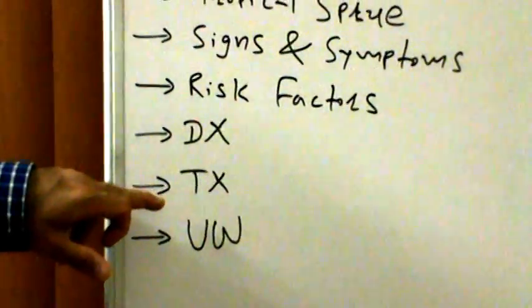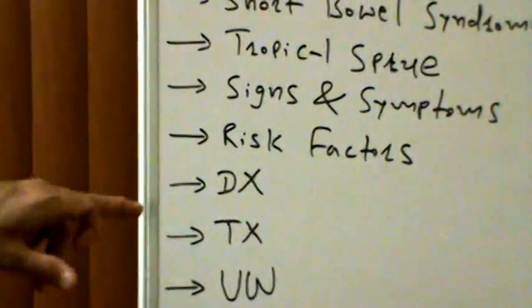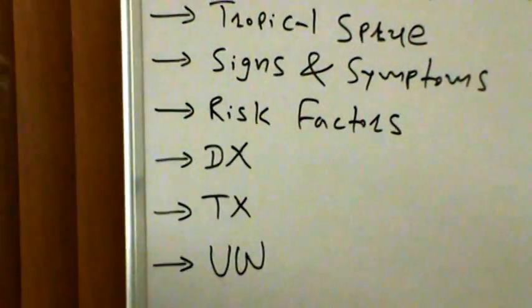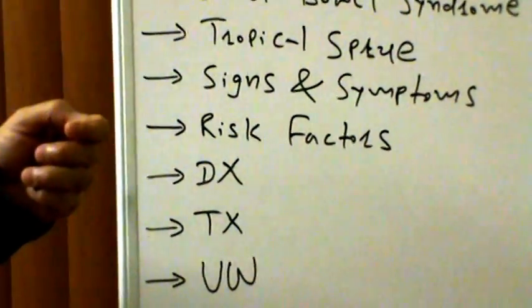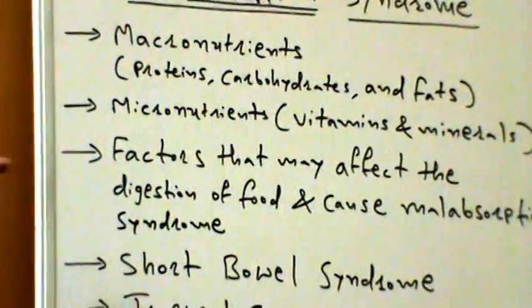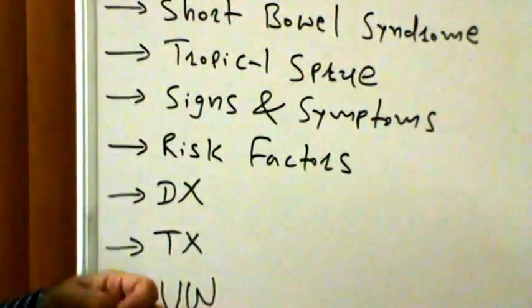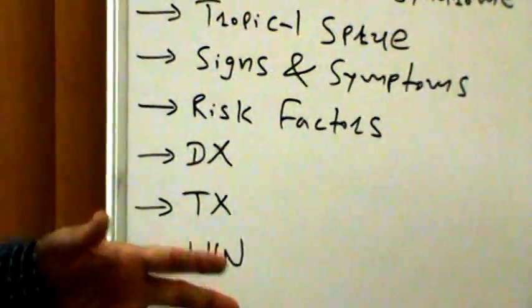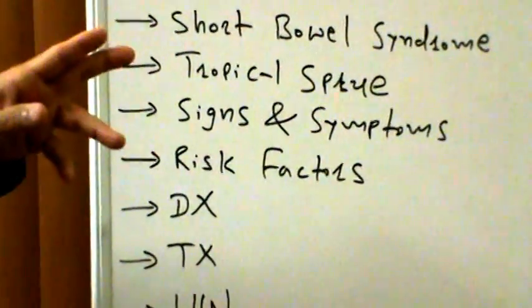How about the treatment? Needless to say, treatment includes dietary control and administration of vitamins and minerals. And if the malabsorption syndrome is secondary due to, say, lymphoma or carcinoma or pancreatic disease, etc., then of course the treatment is for the underlying disease.